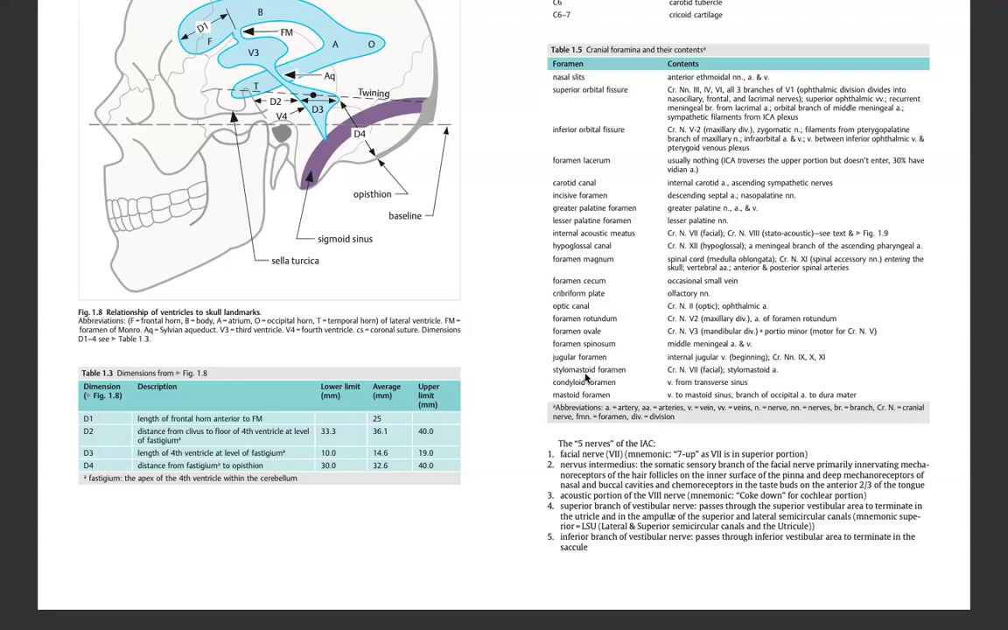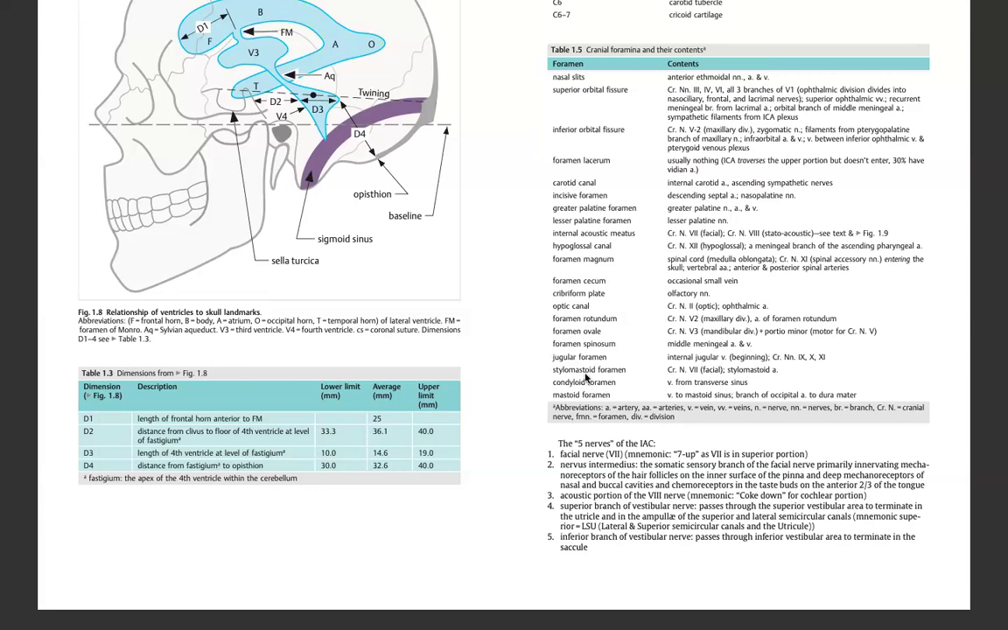Now, the acoustic portion, which is the cochlear nerve, of course, serves to innervate the cochlea or the inner ear, and it subserves hearing. While the superior part of the vestibular nerve supplies the superior vestibular area. It terminates in the utricle and the ampullae of the superior and lateral semicircular canals, while the inferior part supplies the inferior vestibular area and terminates in the saccule. So it's important to know that.